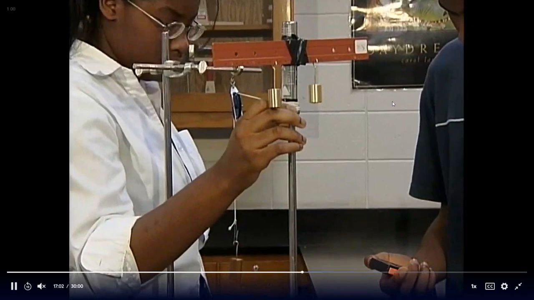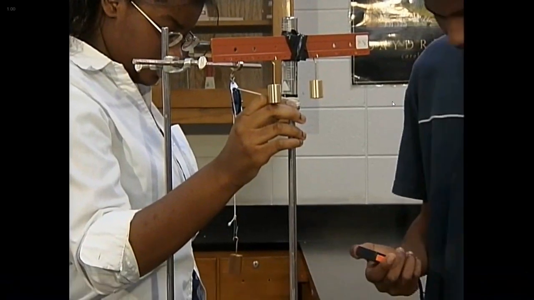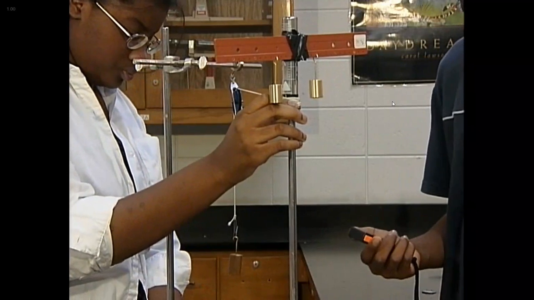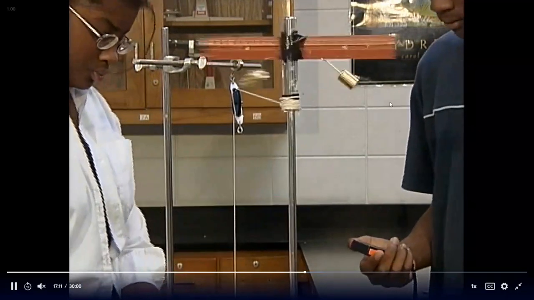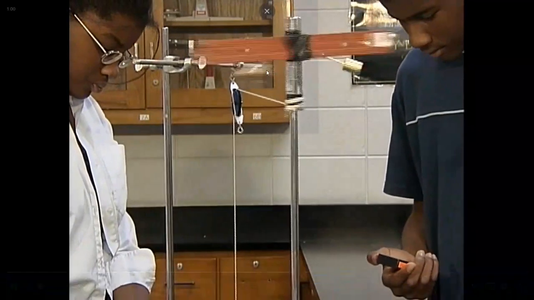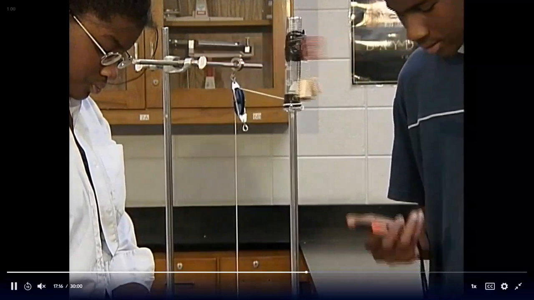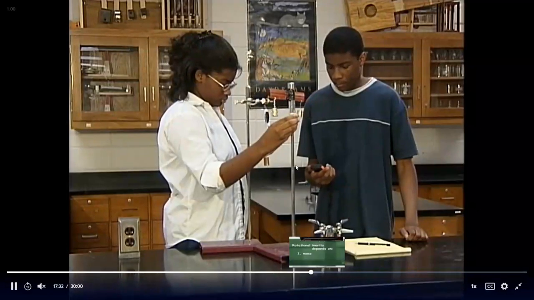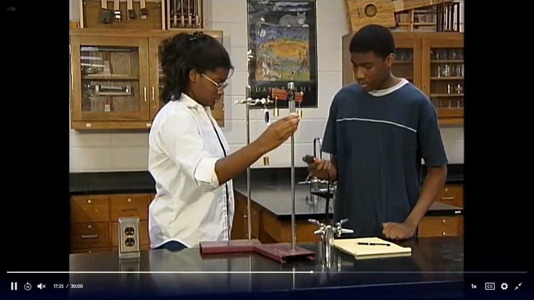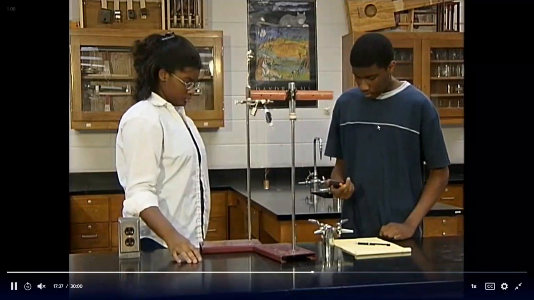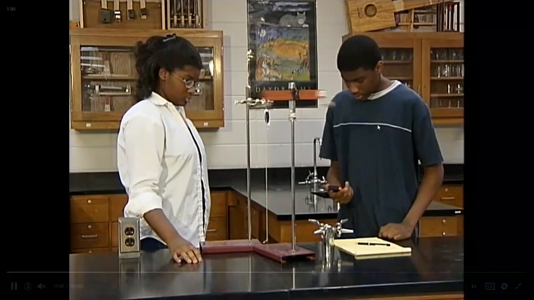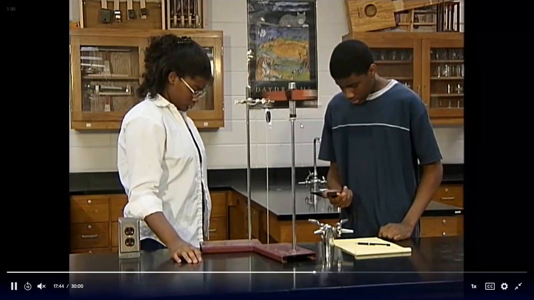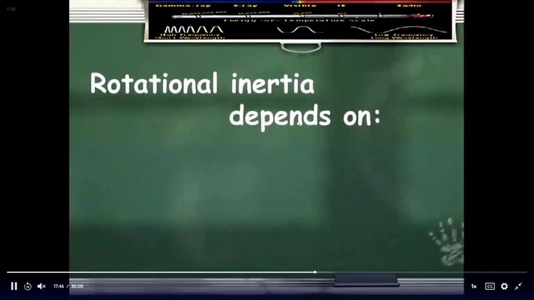So watch. Come on. 3, 2, 1, let go. And right now. You see how quick that falls and the rope here unwinds? Boom. Then they do it again, but now they put the two masses at the very ends here. And this one took about 8.1 seconds.